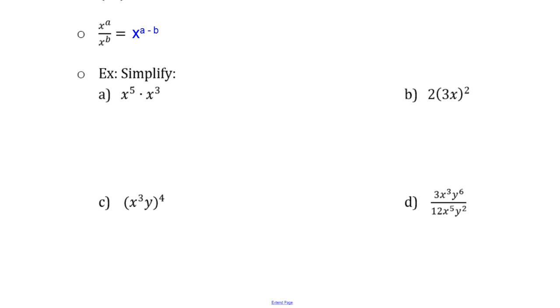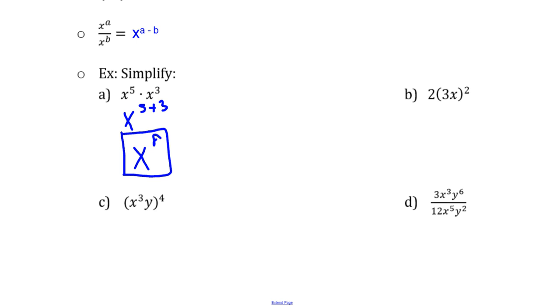The first example I have is x to the fifth times x to the third. I'm multiplying and the bases are the same, so that's going to give me x to the 5 plus 3 power, which means I'm going to have x to the 8th power as my result.